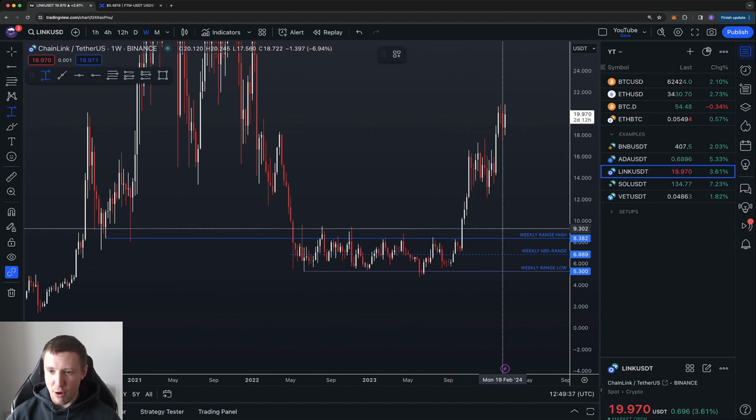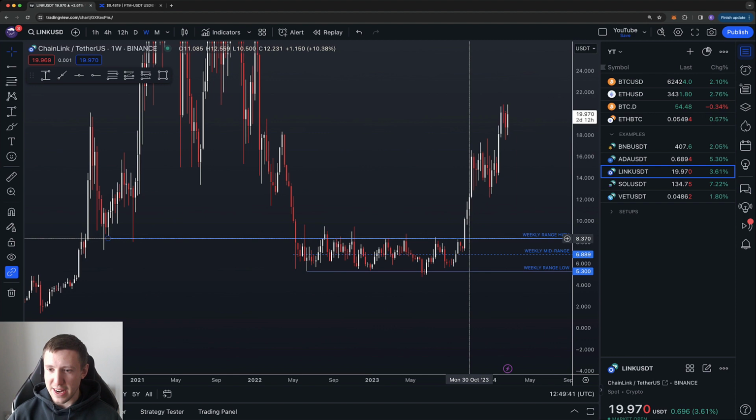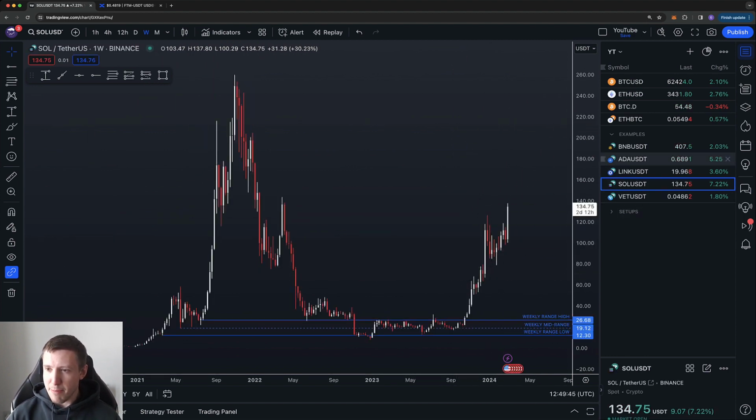And again, from the range highs all the way up 150%. Now, unfortunately, you didn't get the retest on that one. That one just kept going. Same with Solana. If we break it down even further, we've got some examples on the daily timeframes as well.